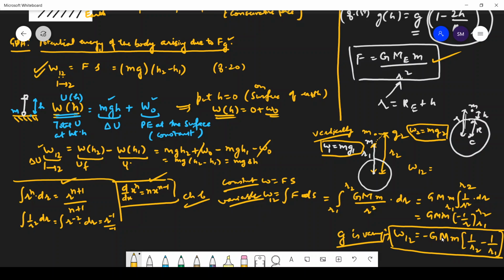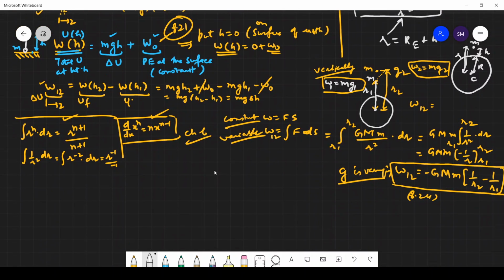So now this equation that we have written over here, so this is equation 8.24, okay? And now we can thus associate the potential energy W(r). So in place of equation 8.21, this is your equation 8.21, this equation. We can associate the potential energy W(r) at a distance r. So instead of h, work done at a distance r. So how are we going to write it?